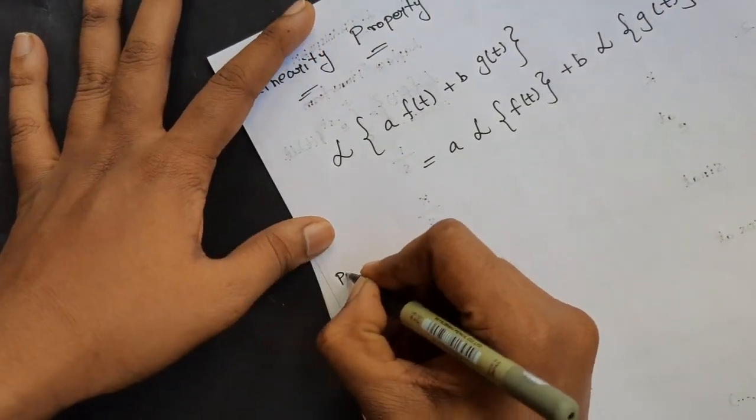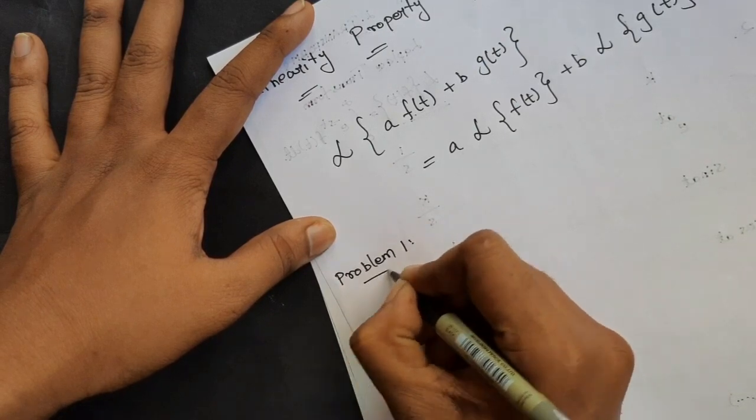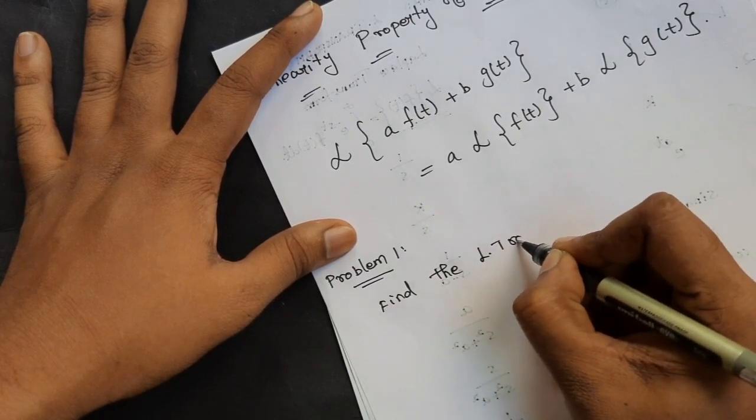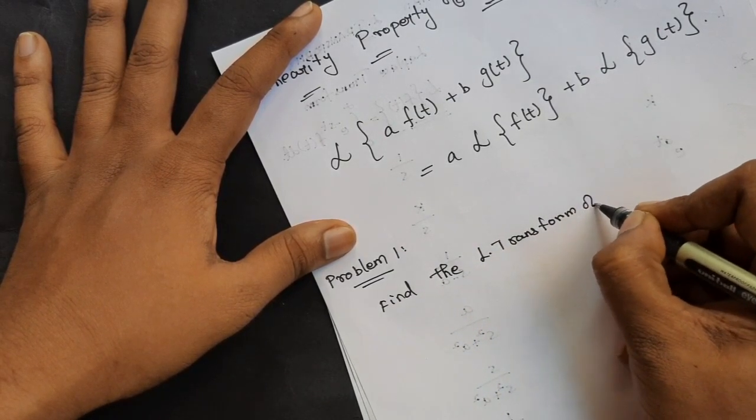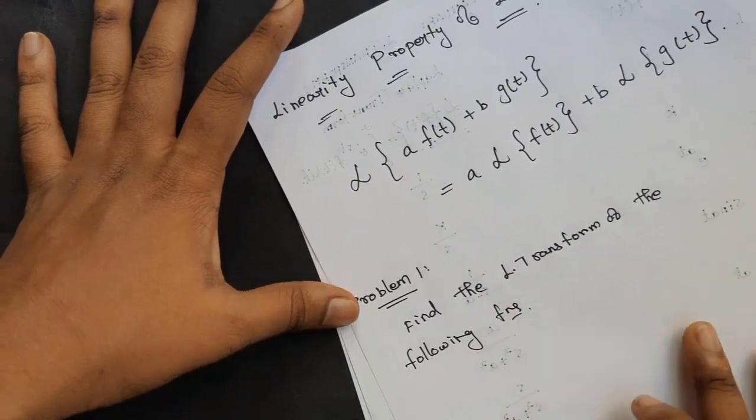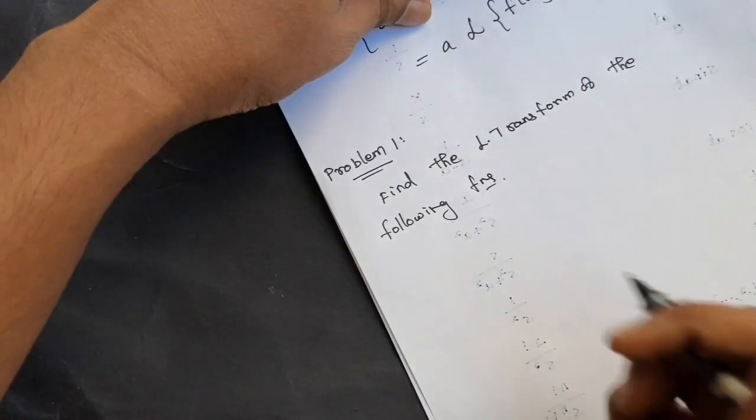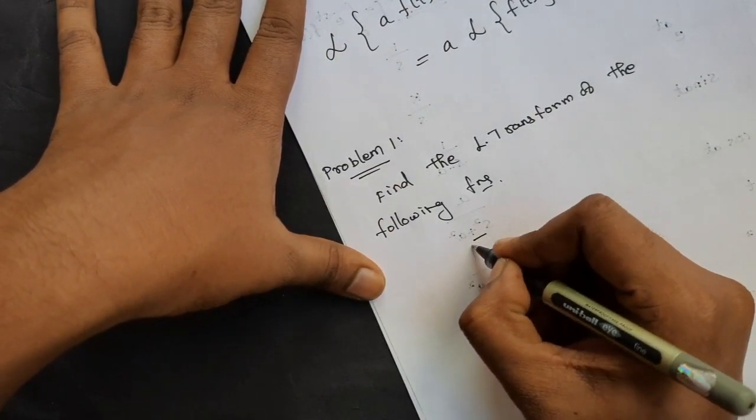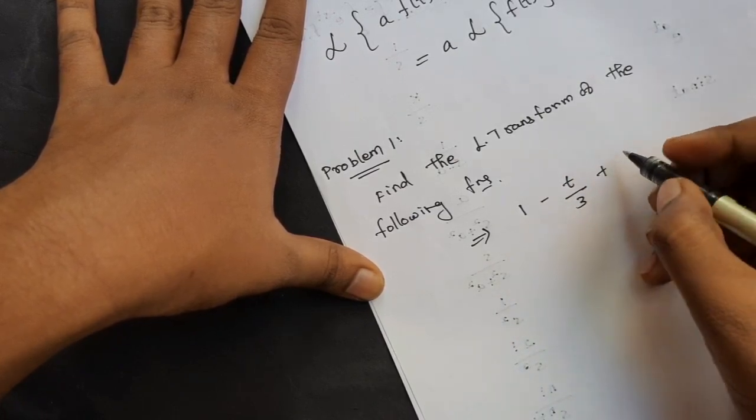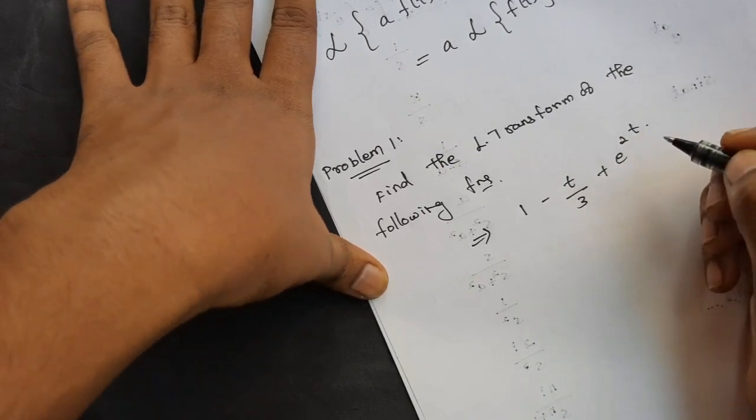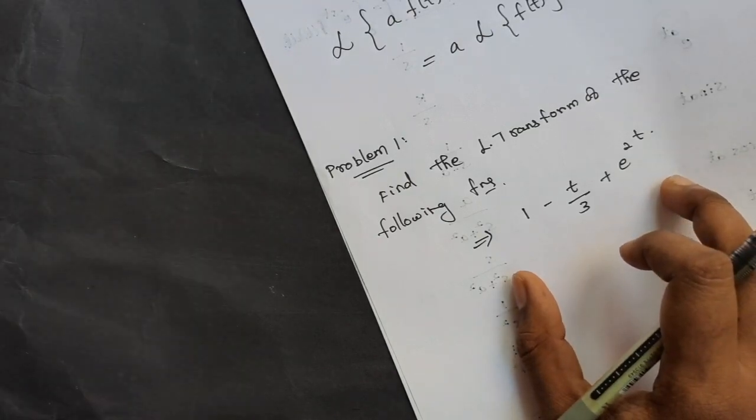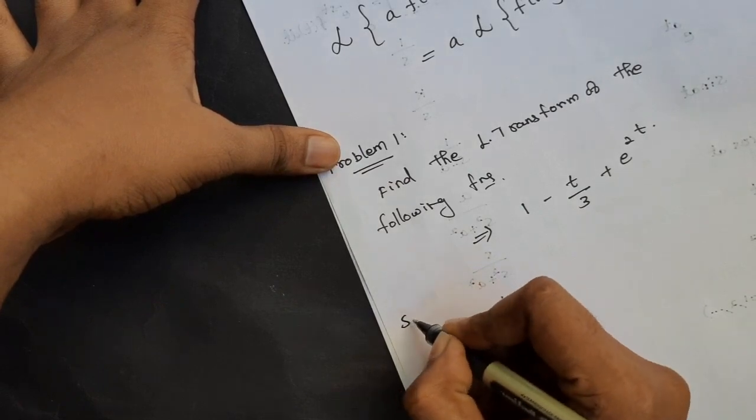So the first problem, number 1: find the Laplace transform of the following functions. The first function is 1 minus t by 3 plus e power 2t. I'm going to apply the Laplace transform concept to this function. So, the solution.